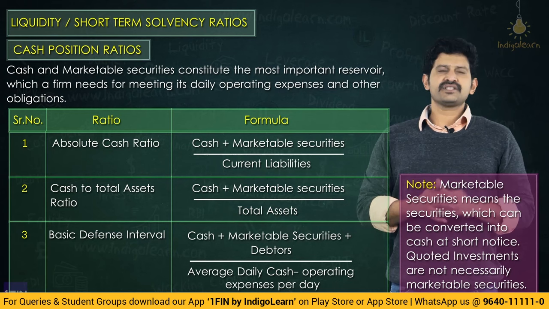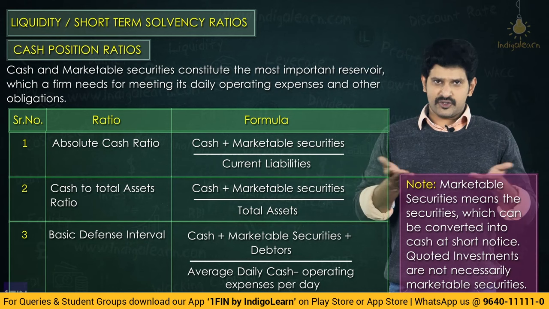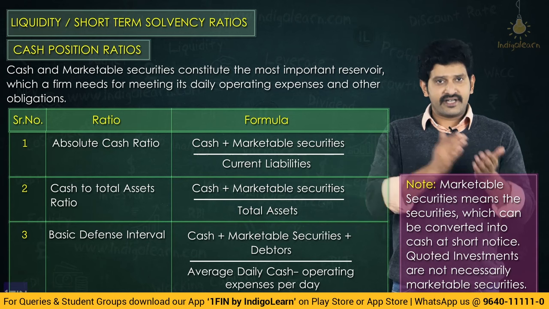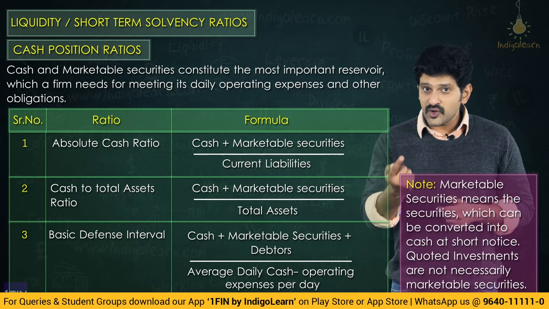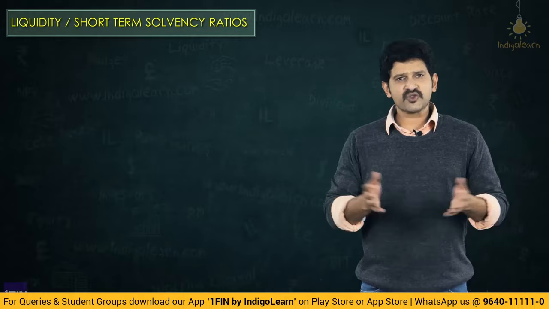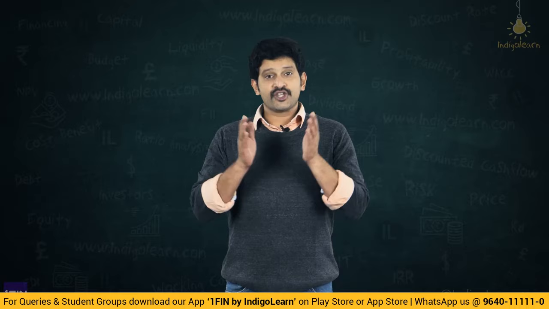Say for example, in 1 year, the operating expenses are say 3,64,000 rupees. I took this because when we divide, it will be easier for us to understand, it is 1,000 rupees per day. Now, if the company has all this cash and marketable securities and debtors to the extent of say some 50,000 rupees, what is the basic defense interval? If 1,000 is required per day and the company has 50,000, 50,000 by 1,000. That is 50 days. So, this is how we compute the basic defense interval. And last one is net working capital. Nothing but current assets minus current liabilities. So, this is about our short-term solvency ratios.